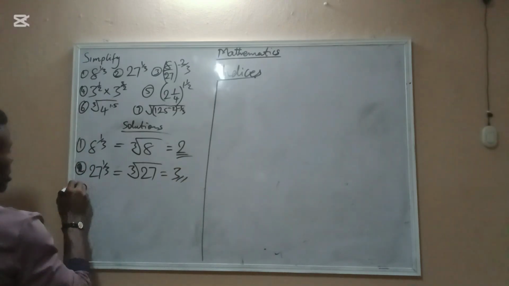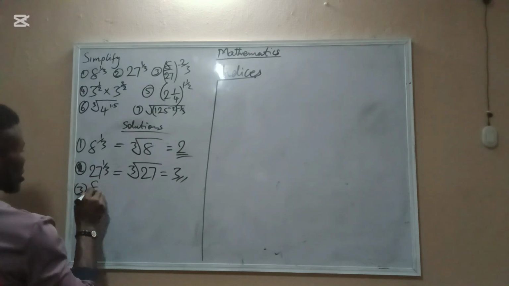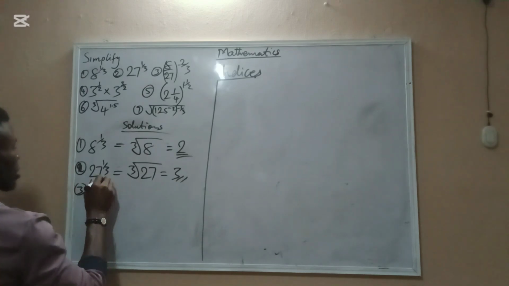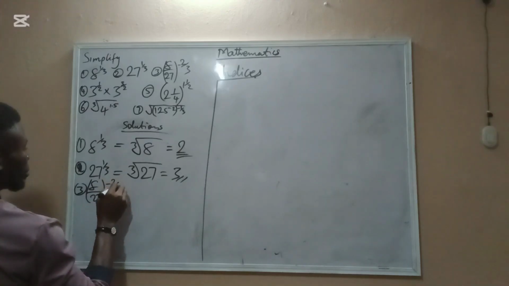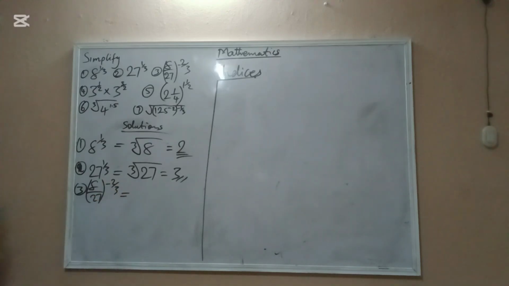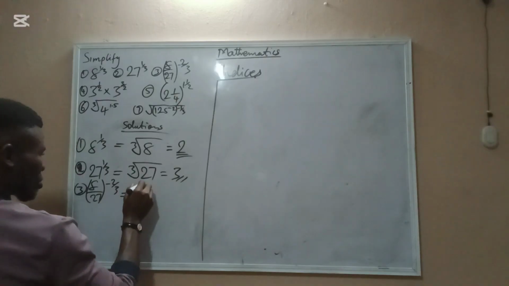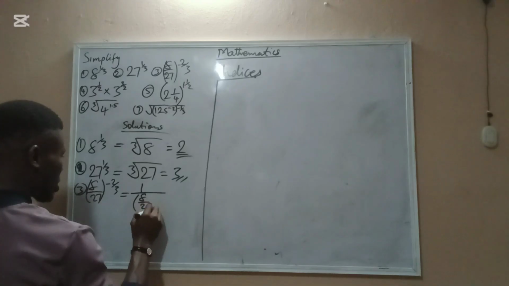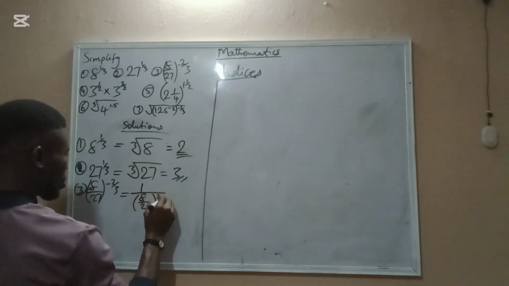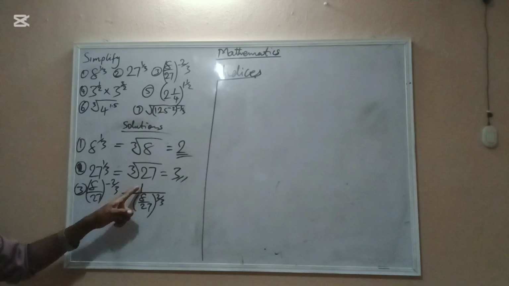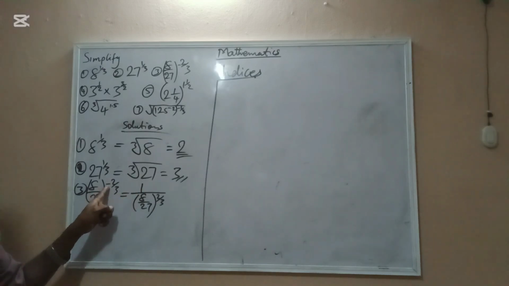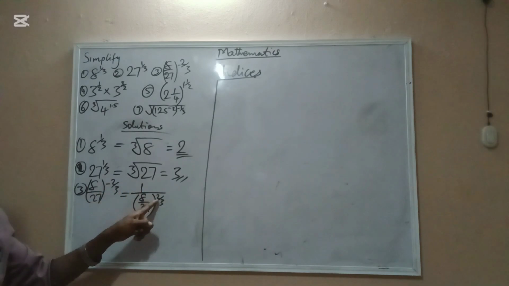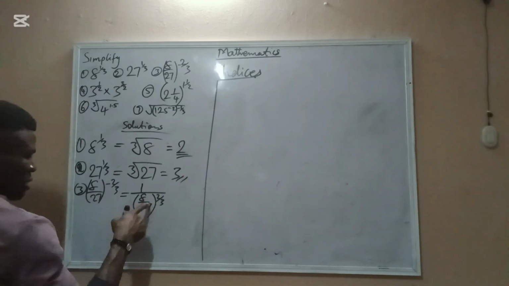Then number 3 says 8 over 27 all to the power minus 2 over 3. And from the law of negative fractional power, we have fractional power and then negative fractional power. From that law of negative fractional power, the first thing to do here is 1 over 8 over 27 all to the power 2 over 3. The moment you do the inverse of it, that negative sign goes away. So 1 over, you see, there's no negative sign here.